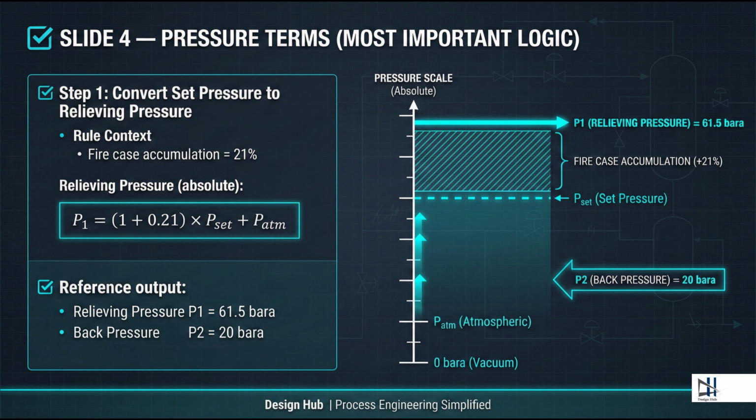Now, first step is to calculate the relieving pressure. Because PSV does not size on set pressure, it sizes on relieving pressure. For fire case, accumulation is 21%, so relieving pressure becomes set pressure multiplied by 1.21, and then we add atmospheric pressure to convert into absolute. And in this reference, the relieving pressure comes to 61.5 bar absolute.